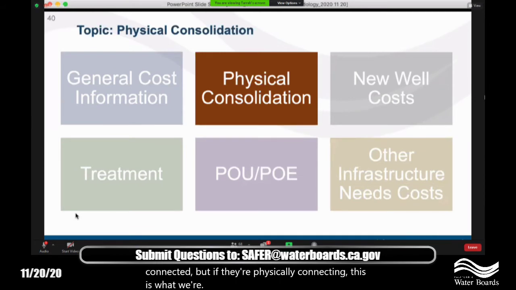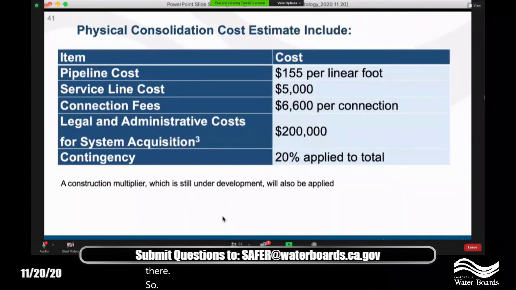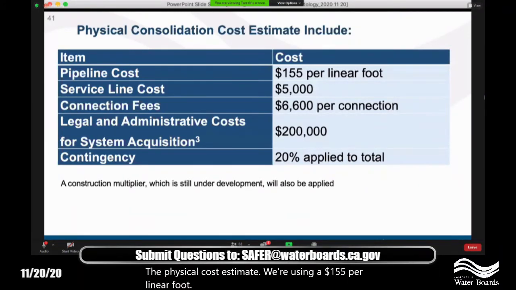And this can have a range also, where they're physically joined, but the smaller system still retains its own identity as a system and they're just purchasing water, or it can actually be physically consolidated and absorbed and become just part of the bigger system. So there's still a range there. For the physical cost estimate, we're using a $155 per linear foot estimate. And then some of these systems will still need to install a service line, like for domestic wells. Those folks don't currently have a service line going out to the road, so that needs to be installed.